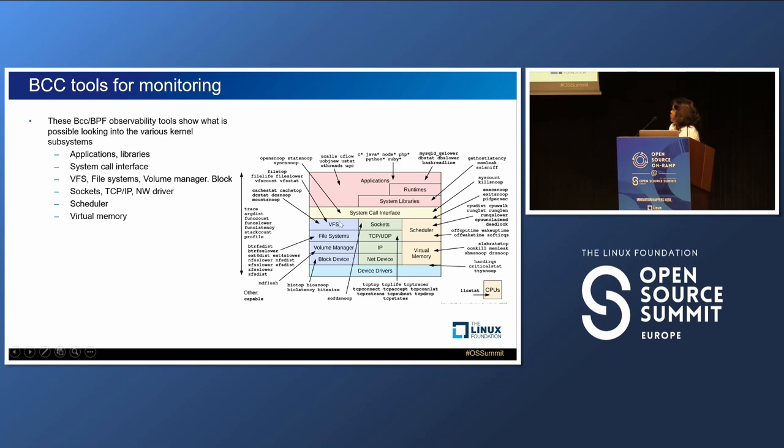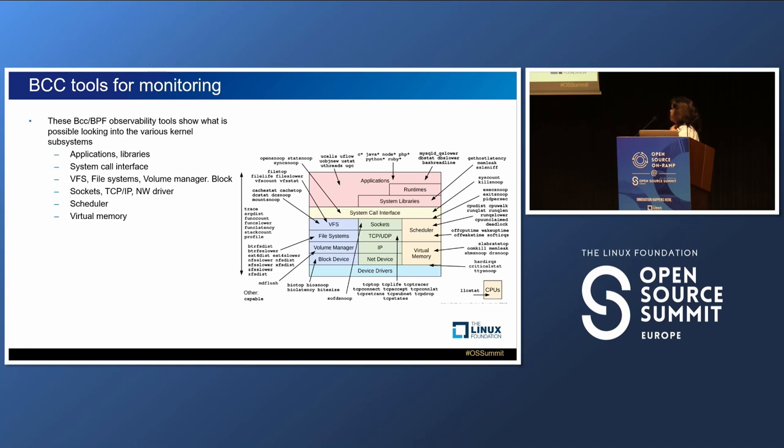Similarly, there are file system specific ones, the volume manager and the block layer. So basically this covers the whole of the IO path as such. At the network path, the information can be captured or collected at the socket layer level, or at the network layer 3, layer 4, TCP/IP layer, as well as at the network driver or layer 2, what we can say as such.